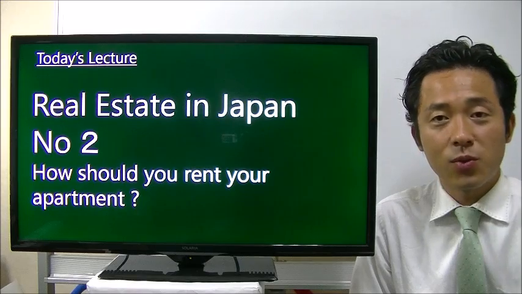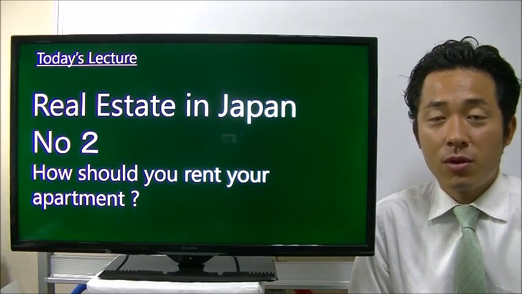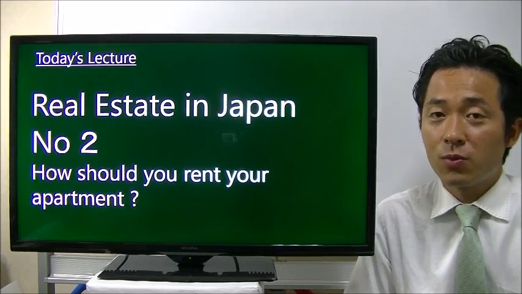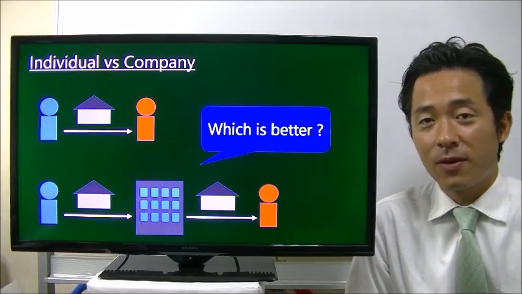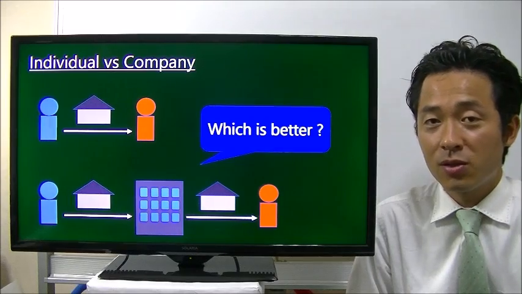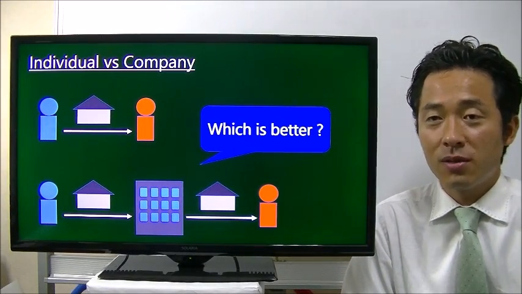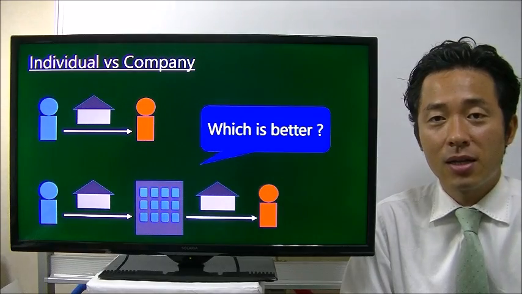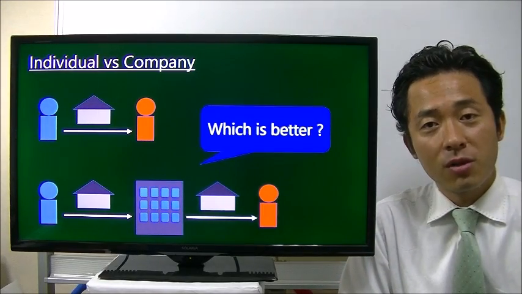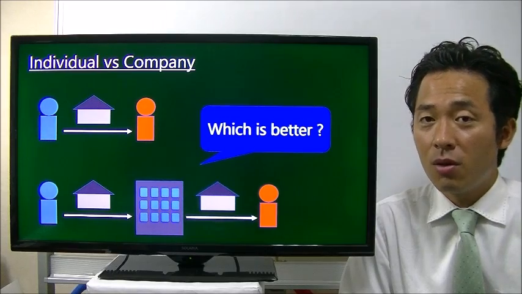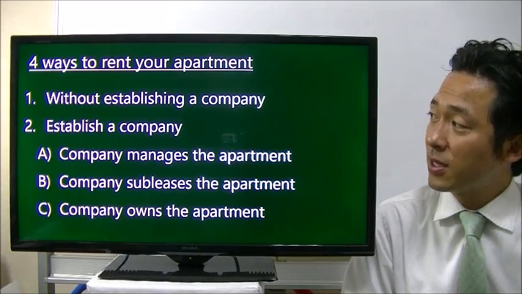Today's topic is real estate in Japan number 2. If you have your own apartment, how you should rent your apartment. It's very interesting. Basically there's two types. The first one is you rent apartment without establishing a company, and the second choice is you rent your apartment after you establish your own companies. Let me explain you the difference.